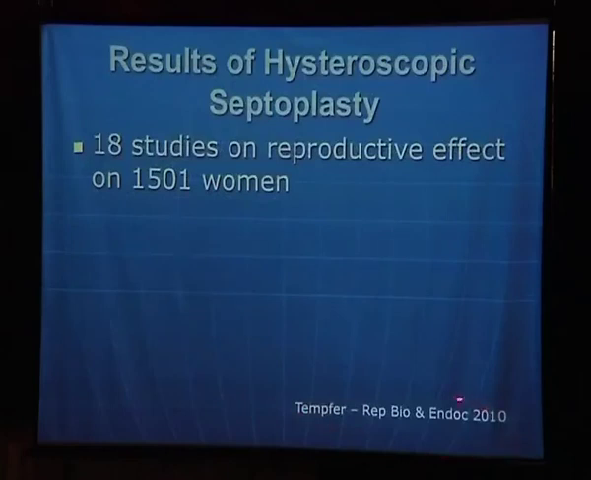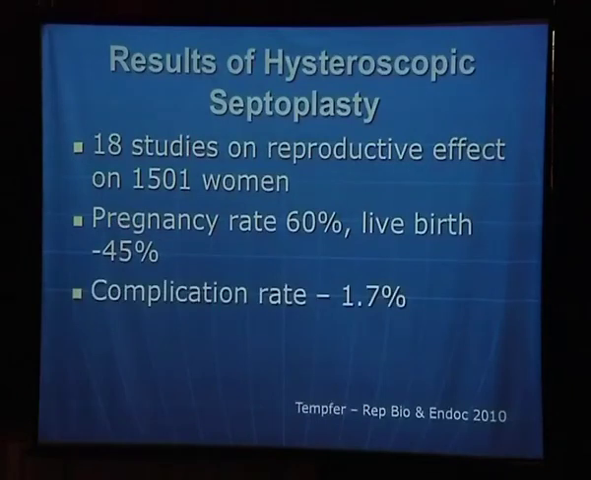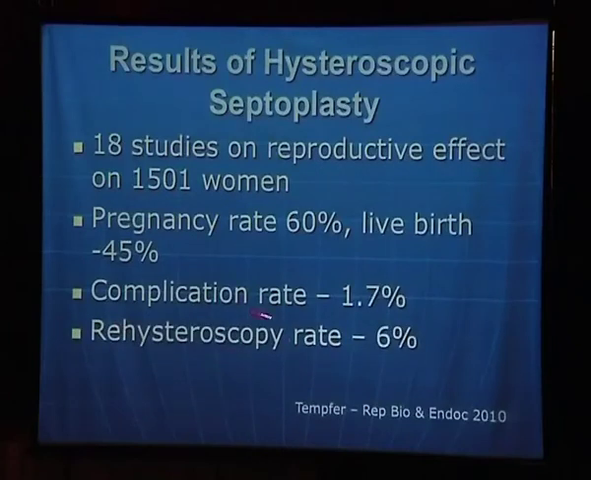And one of those studies is as late as 2010 September. This was a sort of meta-analysis of 18 studies of around 1,500 women. They found that they had a pregnancy rate of around 60% with a live birth rate of 45%. This is very, very impressive. And they had a complication rate of just 1.7%. But one interesting aspect of this study was that they had a rehysteroscopic rate of 6%.